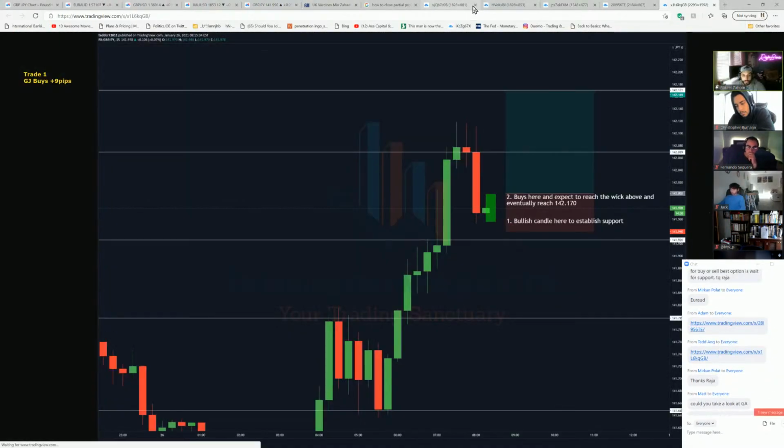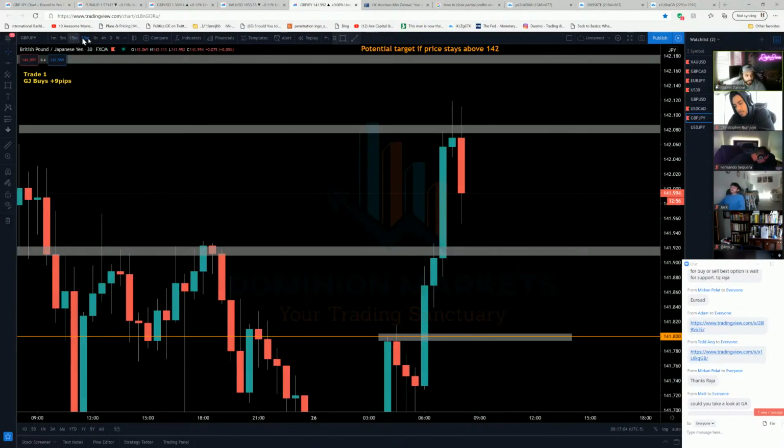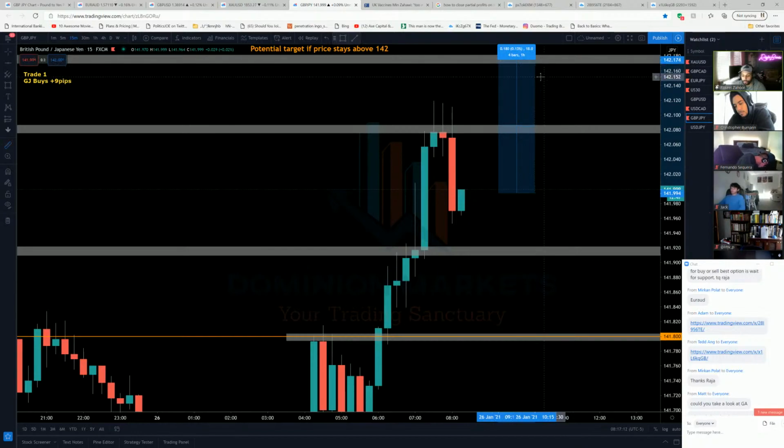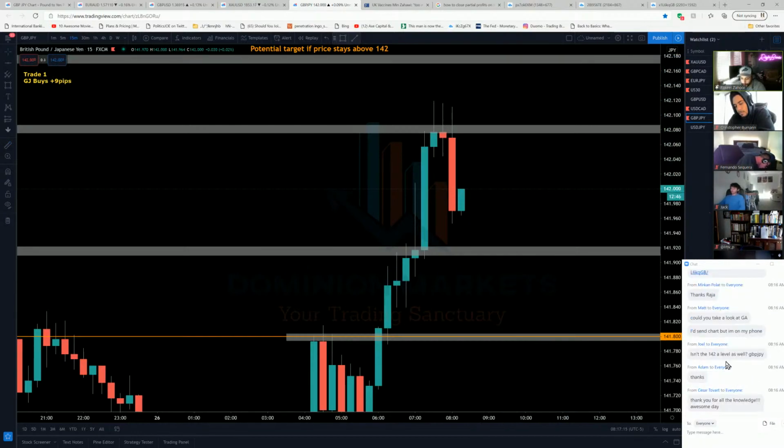Let's take a look at this chart here. This chart is coming from the Philippines. Bullish candle here to establish support. I agree with that. Buys here and expect to reach the wick above eventually to 142,170. If you get a candle closing bullish, we're creating support, and then that could tell us that, okay, now we can continue moving bullish and continue on to our target at 142,170. Oh, take it, Caesar. Have fun.